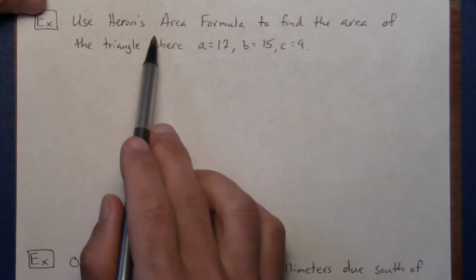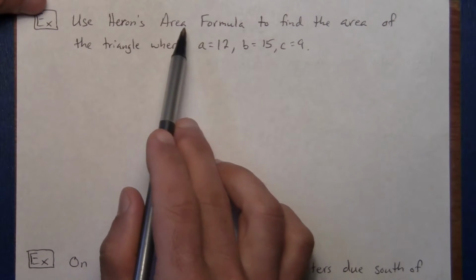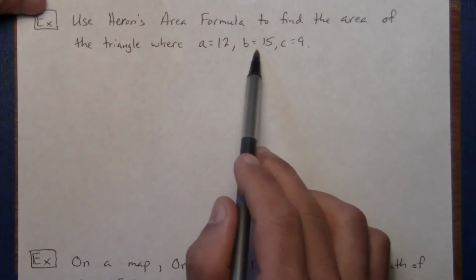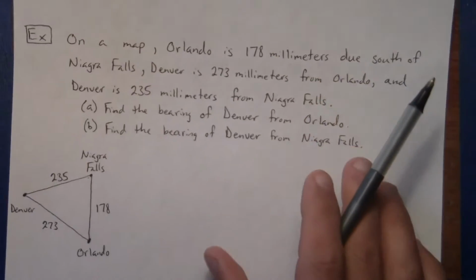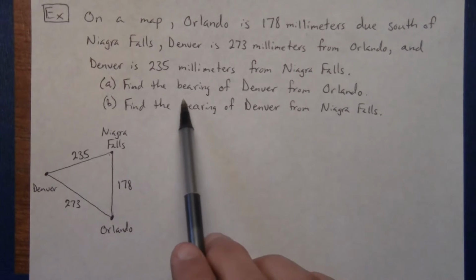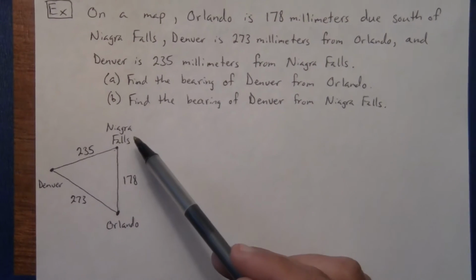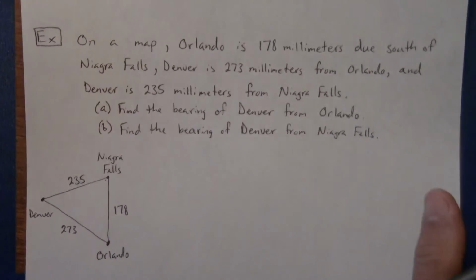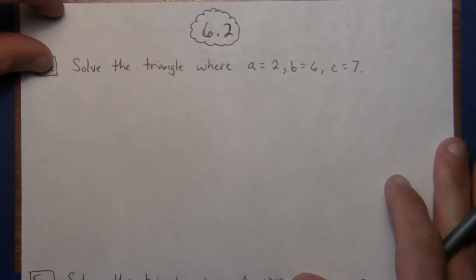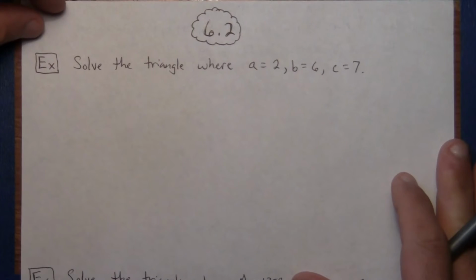On the test, I probably wouldn't say use this formula. You would have to know to use that formula based on the fact that they gave you three side lengths. And then the last one is finding the bearings given a story problem, and basically it's finding the angle in the triangle. All right, so the first one, solving the triangle where they give me three side lengths.